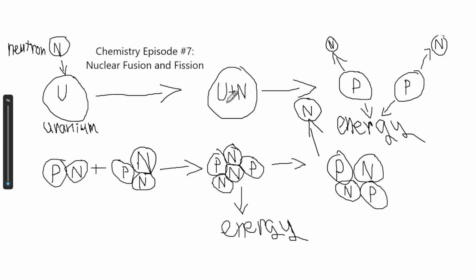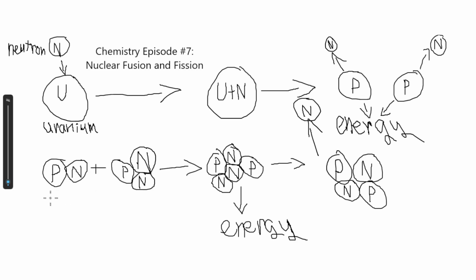Now, nuclear fusion, on the other hand, is basically the opposite. Nuclear fission is an isotope splitting into two, but nuclear fusion is two isotopes coming together. Now, take a second here, pause the video, see if you can name these two isotopes. So, this is a proton, this is a neutron, represented by P and N, respectively. Now, see if you can identify these two isotopes based on what we've learned in the previous episode.